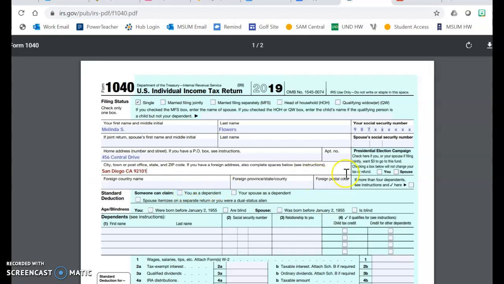All right. If you notice over here, if your spouse is filing jointly, you can choose to have $3 go towards this fund. And if you or your spouse want to put $3 towards a presidential election campaign, that's something you can decide to do if you'd like. If not, I'm just going to keep going. It just says here if we are in a foreign country, put the name, but we're not in a foreign country or a foreign postal service, so we do not have to complete these lines.